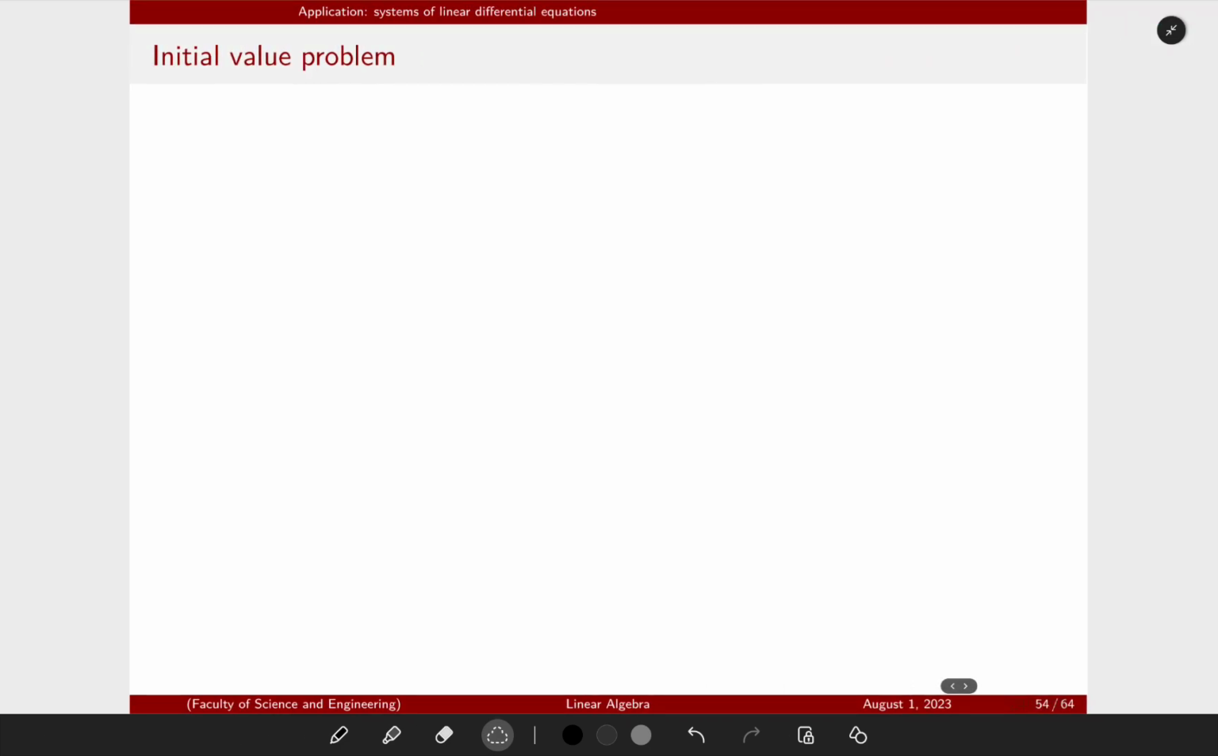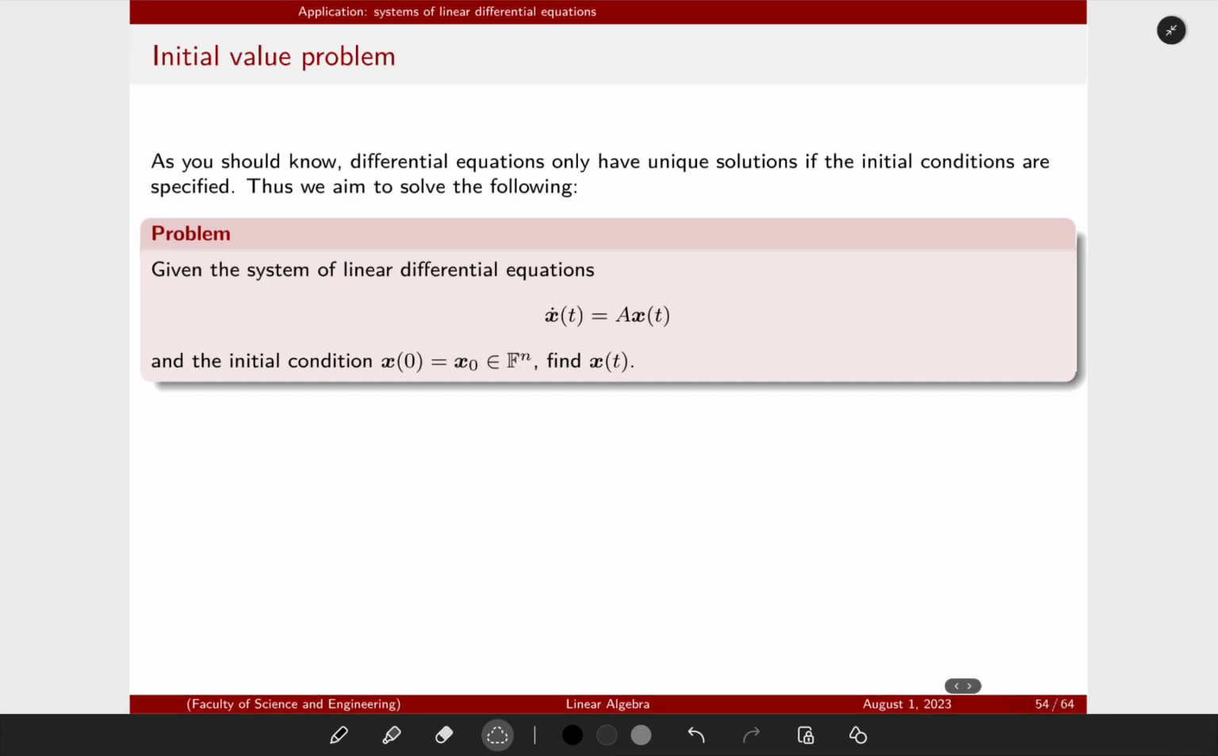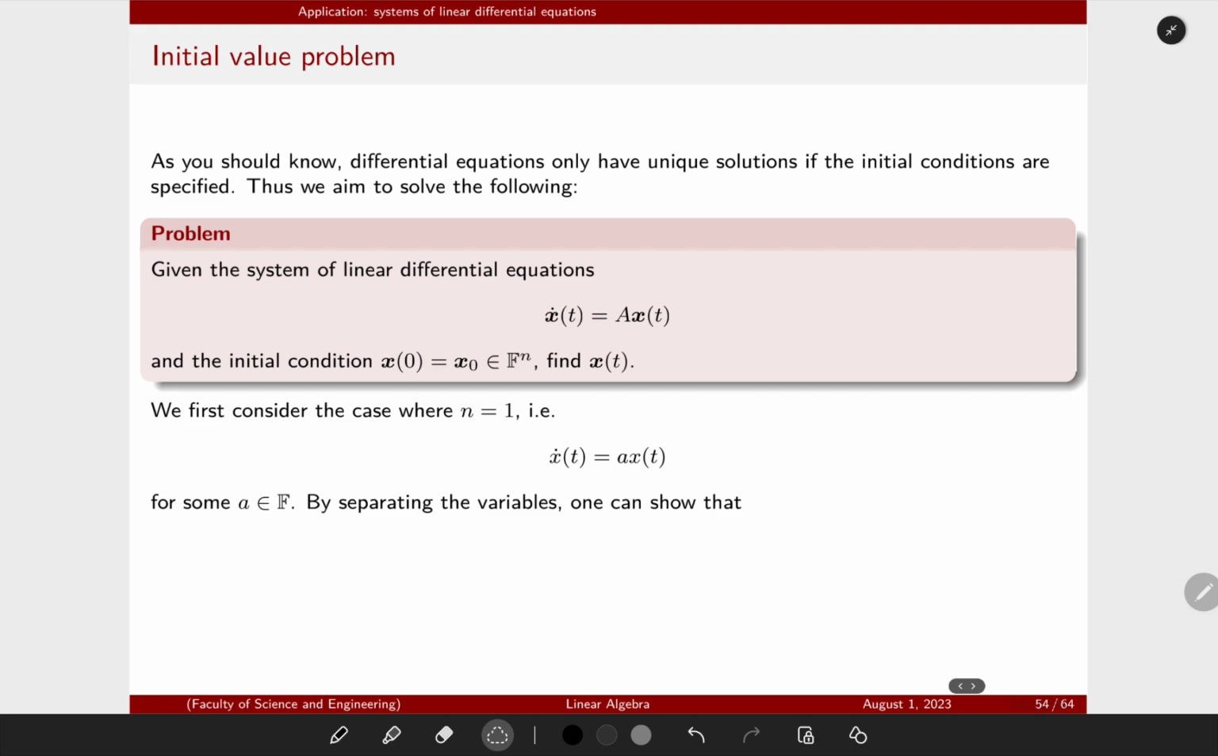Right, so we can rephrase this in terms of an initial value problem. As you should know from the lecture on differential equations, differential equations only have unique solutions if the initial conditions are specified. So our problem is as follows. Given a system of linear differential equations and the initial condition, x of 0 is x0, which is some n vector, we want to find x of t. So we want to find our vector valued function that satisfies this equation, given A and given our initial condition.